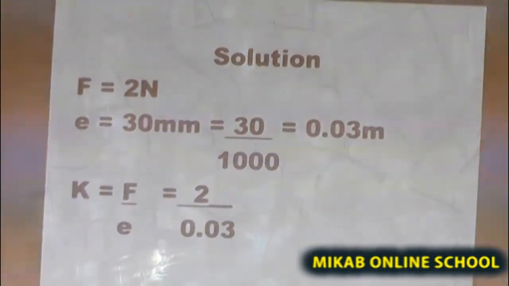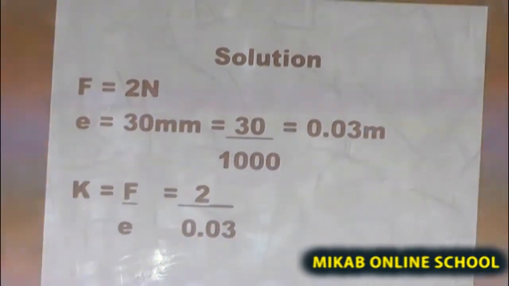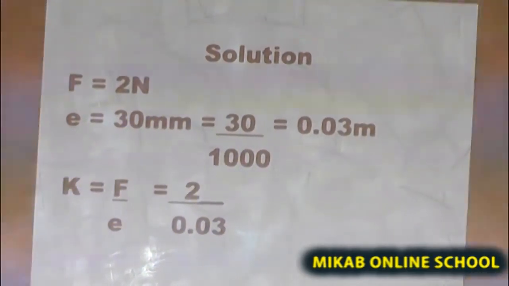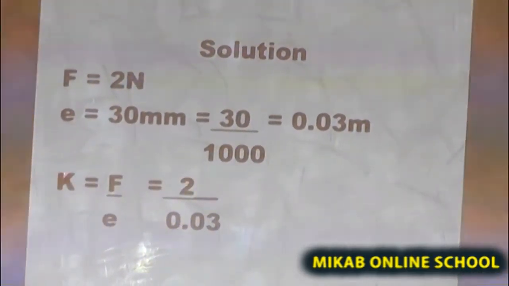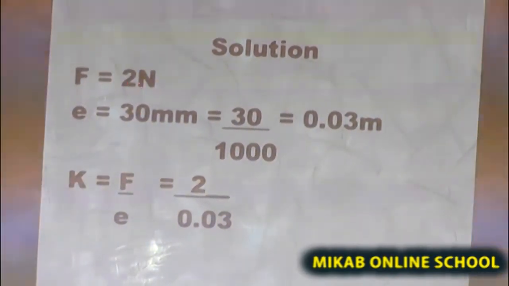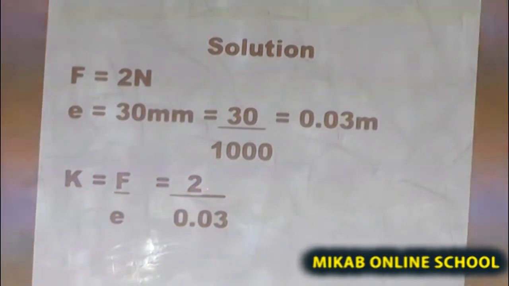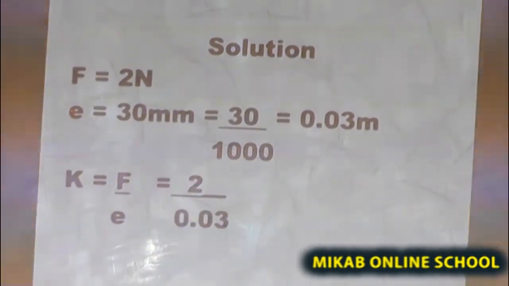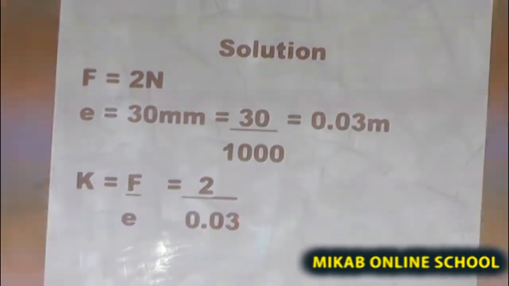Then after this now, you will look for what? The elastic constant for the first extension. To get the elastic constant, make K the subject. We have K equal to F all over E. What is our F? It is 2 Newton. That is why we have the 2 here. What is our E? It is 0.03 meter. That is why we have 0.03 here.